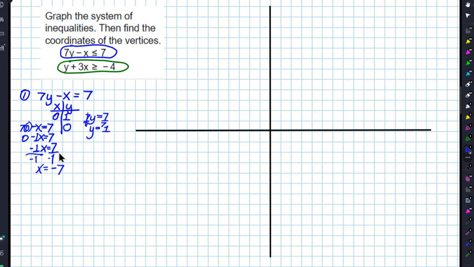Double checking to make sure. Yes, okay, so negative 7. I better write those numbers down. Separate this. Okay, so the points that I am going to plot are 0, 1 and negative 7, 0.